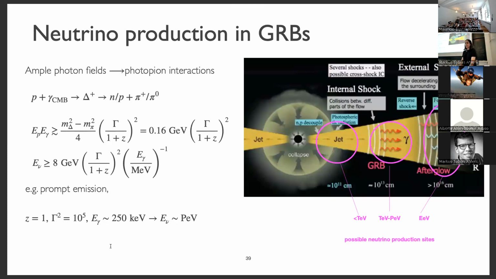And so as a result, there are many possibilities for acceleration of protons in this relativistic jet. And so again, as I was saying before, depending on which time and which place in the jet the neutrino production happens, we also have a different expected peak neutrino flux because initially the photons are high energy and later, further out, we get lower energy photons. So we expect as a result higher energy neutrinos.